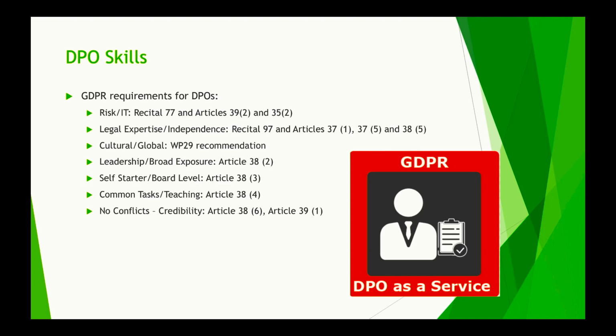Self-starter, board level. Article 38(3) requires the controller and processor shall ensure that the DPO does not receive any instructions regarding the exercise of those tasks. The DPO shall directly report to the highest management level of the controller or the processor. DPOs should be self-starters with the competence and skills to carry out the role without guidance and to know where to find necessary information. DPOs must also have board-level presence and be able to deal with experienced business people who will not know the intricacies of DPO functions.